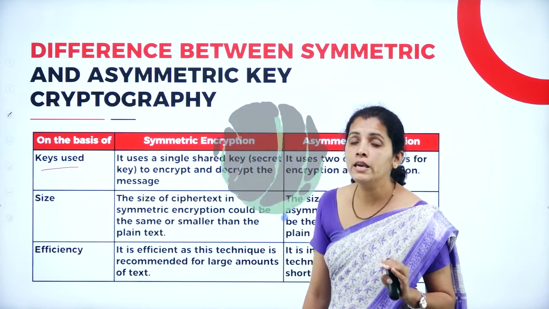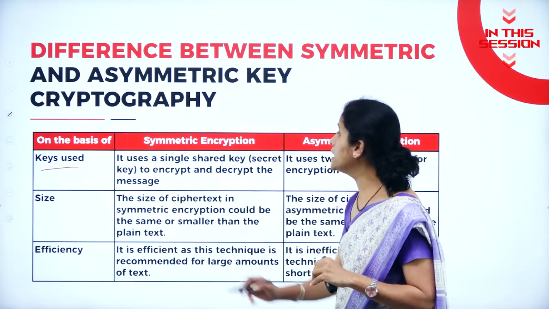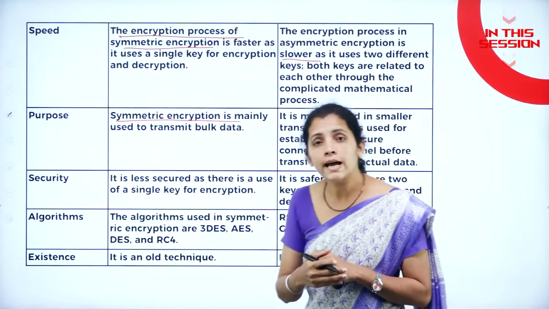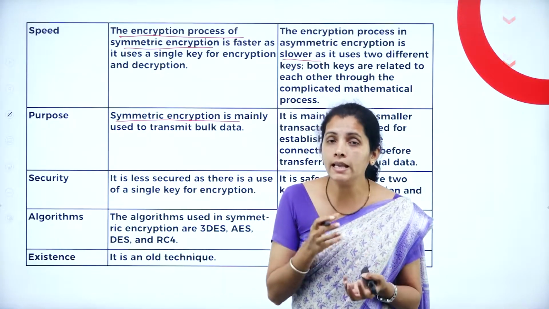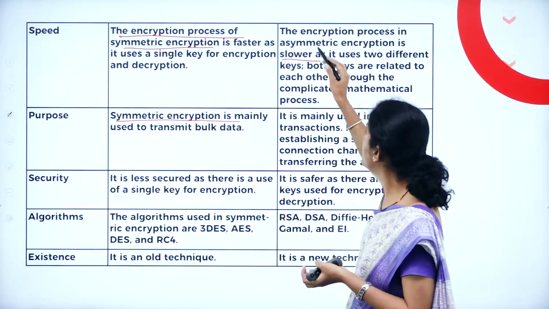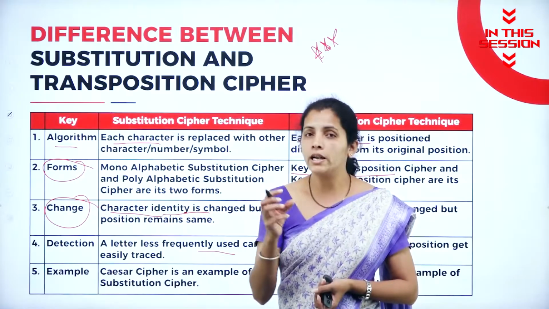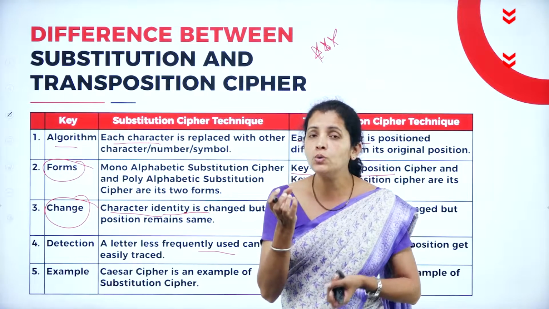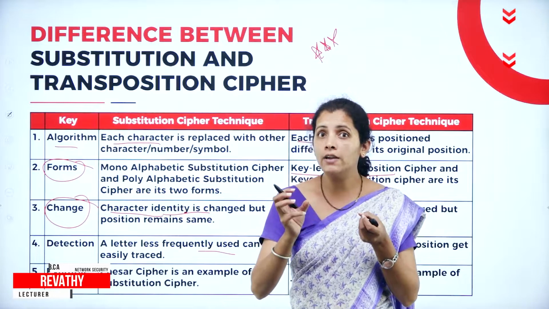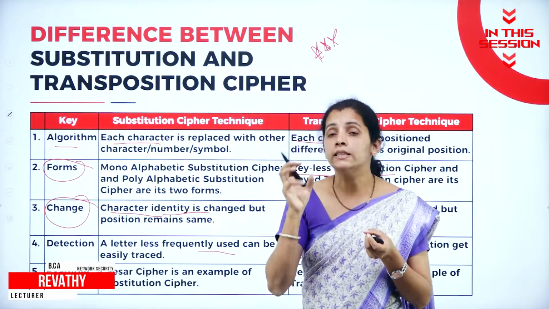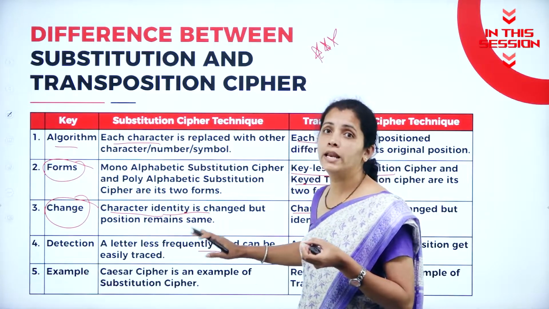What kind of key is used by symmetric encryption? That is a single key. When the size of the data is very small, in that situation it's better to go with an asymmetric key crypto system. Whatever letters we use in our daily life, the letter which is least used can be traced very easily.